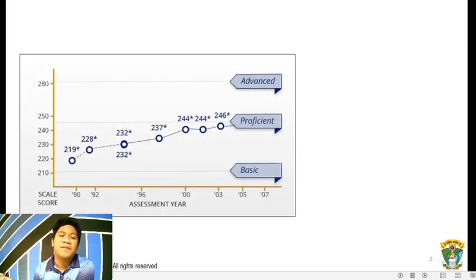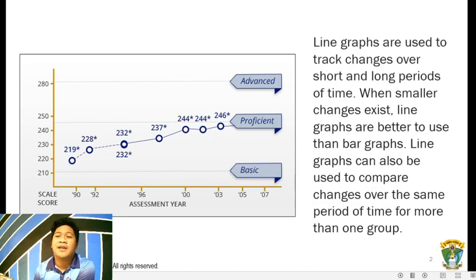Now, you are also familiar with this one. This one is a line graph, and it is used to track changes over short and even long periods of time to see the progress of a particular student or of a particular school or a division or even national performance in different assessments. When smaller changes exist, line graphs are better to use than bar graphs.